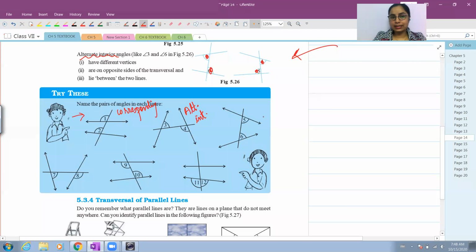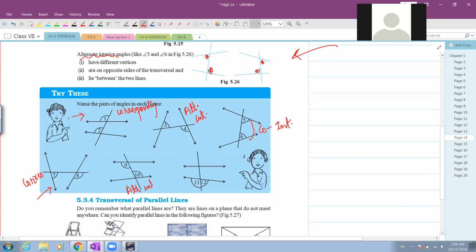Corresponding angles are on opposite sides, not together. These are co-interior. They are inside the lines and together. These are co-interior. What about 7 and 8? Corresponding. Yes. Then 9 and 10? Alternate interior. And 11, 12? Alternate interior? Co-interior? No. Corresponding? No. These are forming a linear pair.